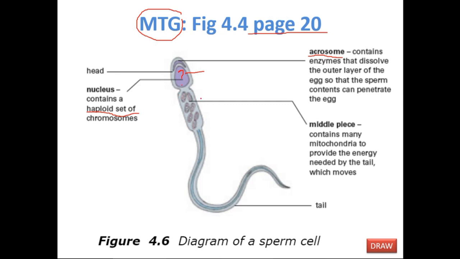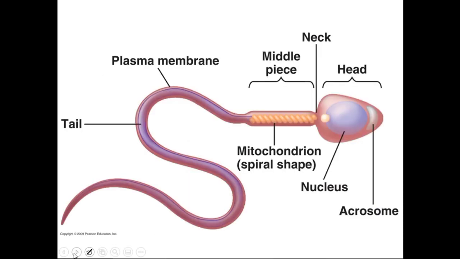Then here in the middle part of the sperm cell is the mitochondria. And the mitochondria provides energy that is needed by the tail for the sperm to obviously swim and to meet the egg. And we call that process fertilization. Okay, so very important that you draw it and label it. And we're going to get back into this in a second.